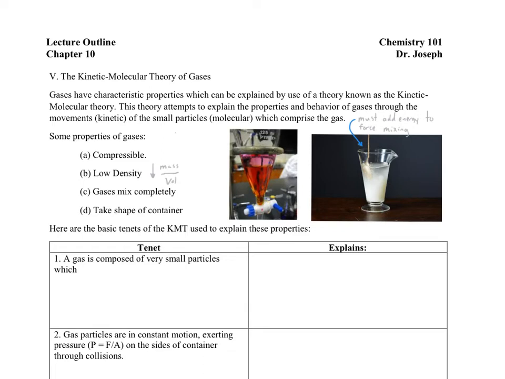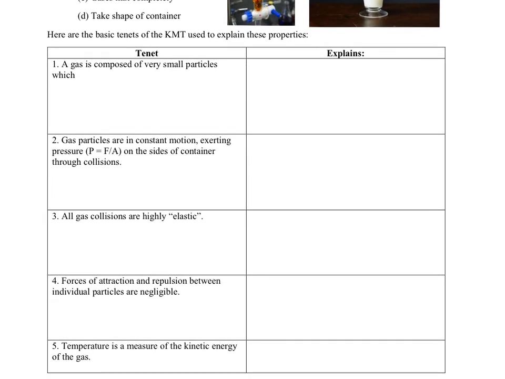And finally, we know that gases also take on the shape of their container. So these are the properties of gases. Let's see what the kinetic molecular theory does to try to explain some of this. So let's talk about the first tenet of the kinetic molecular theory, which is that a gas is composed of very small particles, which are moving at a very high velocity. And also, just to reiterate, when I say very small, I mean incredibly small. In fact, the kinetic molecular theory describes an ideal gas where the particles have zero volume.